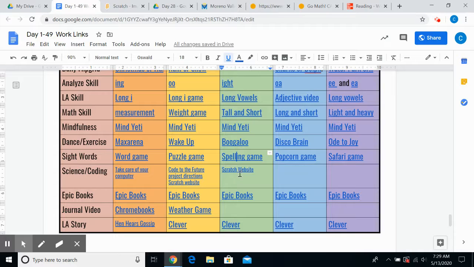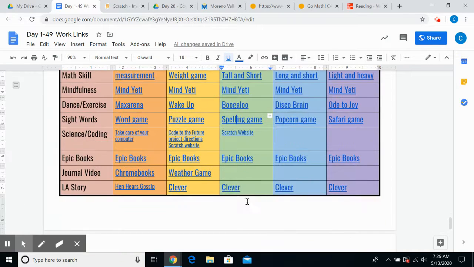Right here is going to be our coding video for today. We're using Scratch to make a project. Epic Books, there's not going to be any new Epic Books because we don't have a journal for today, but you're welcome to find your own Epic Books that you'd like to read. And then last, Clever, you can always go to Clever and go to Wonders and look at books or play the games that are on there.